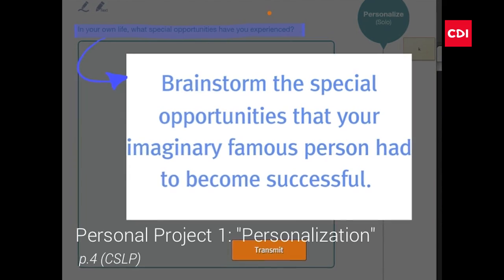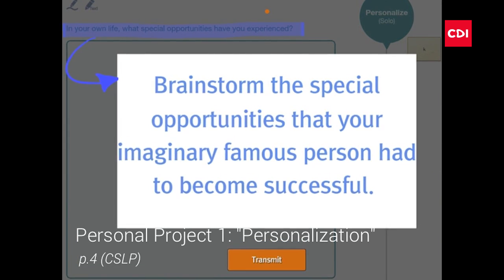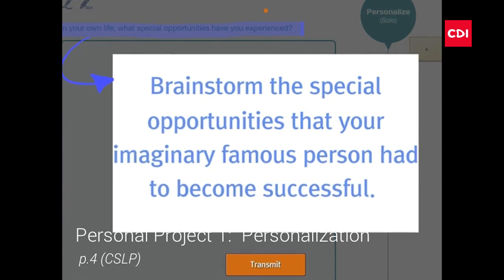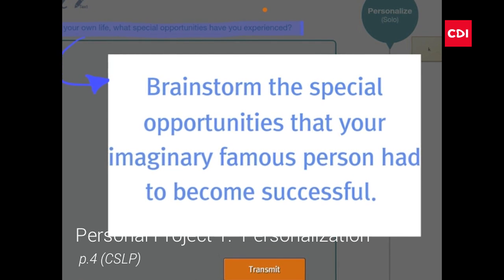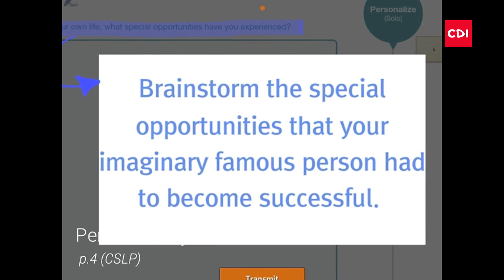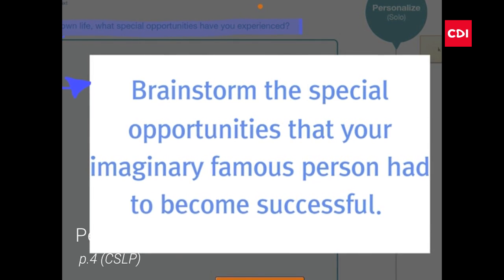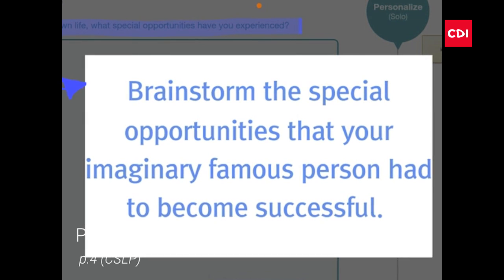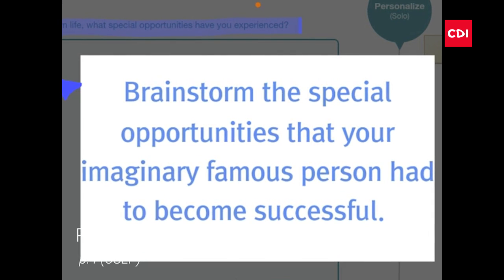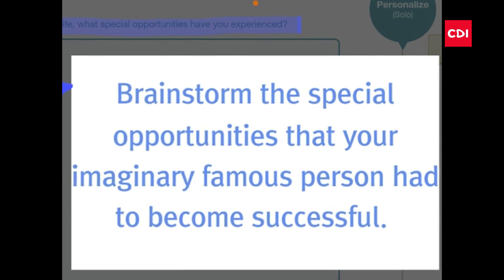I changed the personalized section of the personal projects a little bit. So on the first personal project, page 4, it originally said, in your own life, what special opportunities have you experienced? I changed this. I added a media card and I asked them, brainstorm the special opportunities that your imaginary famous person had to become successful. And they would do this as a group and then select the best ones or combine the best ones.